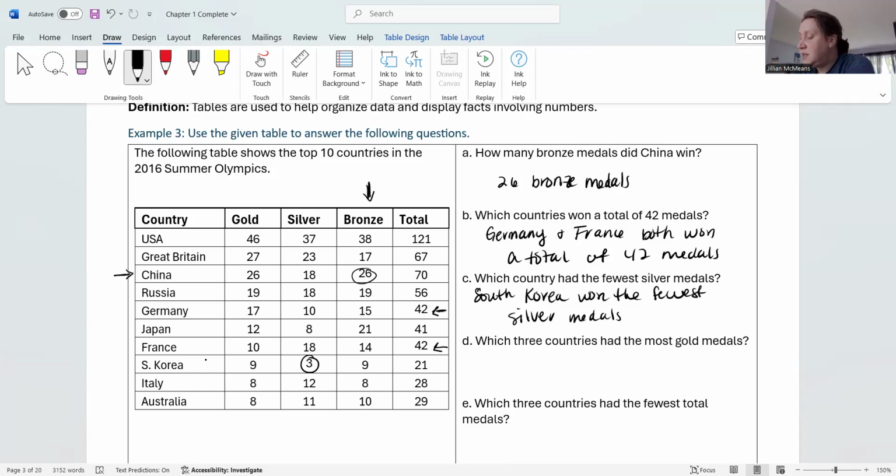Okay? Part D, which 3 countries had the most gold medals? So we want to go to the gold column and find the 3 largest numbers. Well, the 3 largest numbers are right here. And the winners of those medals would be the USA, Great Britain, and China won the most gold medals.